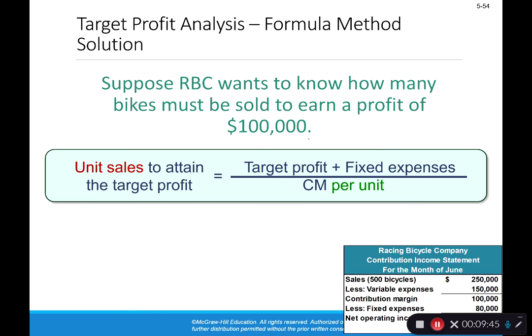So for RBC, if they want to make 100 grand, what we would do is take the 100 grand that they want, I'm going to do it up here, plus the fixed cost of 80 divided by the CM per unit of 200. And that would tell me that in order for them to achieve this goal, they're going to need to sell 900 units.